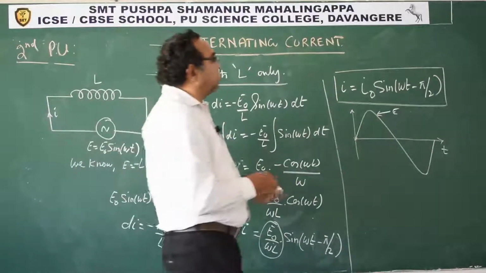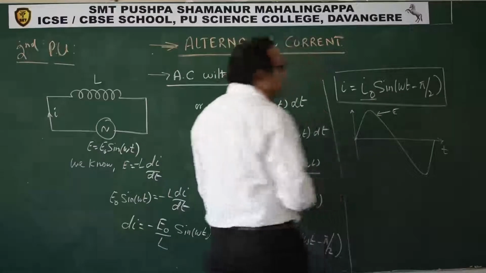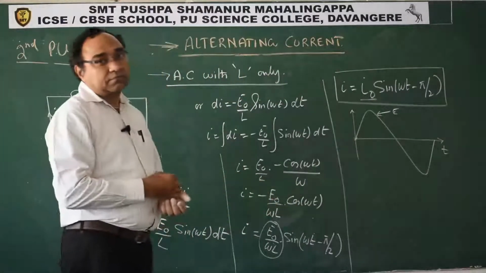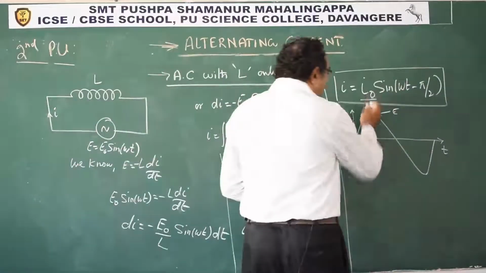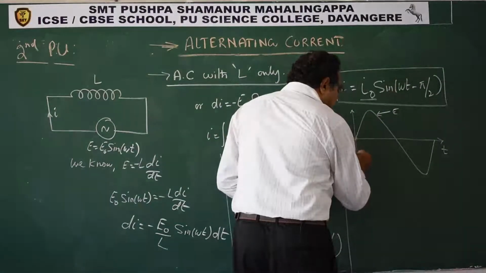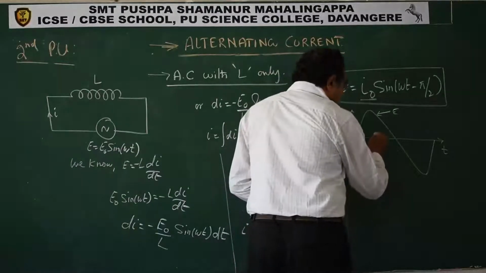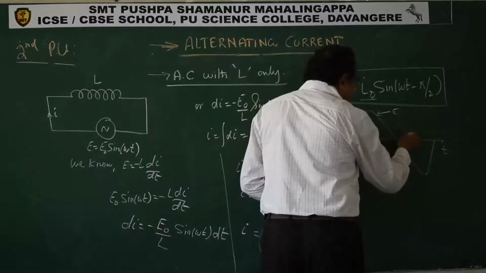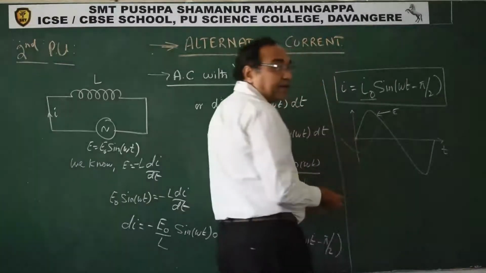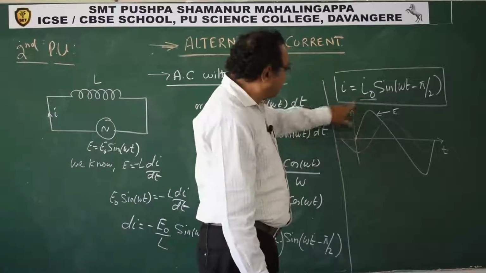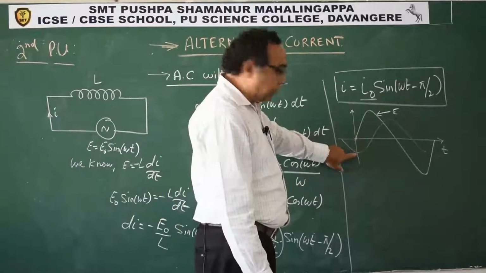The question arises now, what is this I naught? See here, I naught, negative, no? So it will come here. Please remember, your graph will be like this. This is your I graph. At T is 0, I is minus I naught, no? So minus I naught, negative ordinate.